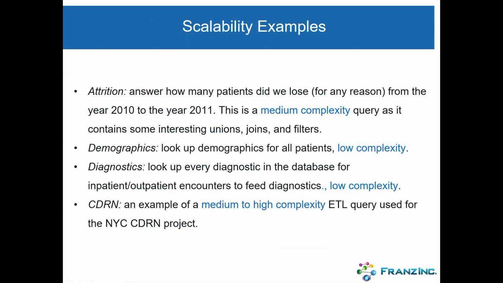And then we used a bunch of queries of various types of complexity. We did one query that says, okay, how many patients did we lose from 2010 to the year 2011? That's a medium complexity query, but with some interesting union joins and filters. One query said, hey, give me all the demographics for all patients, which is a lot of joins but low complexity. Or give me all the diagnostics for all the patients in the database that had at least one event. Again, this query returns a lot of data, but is low complexity.